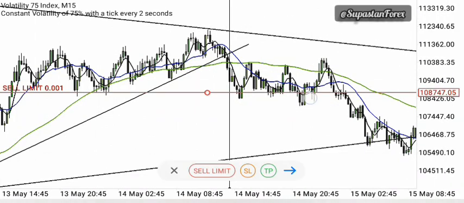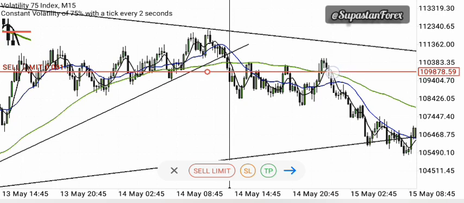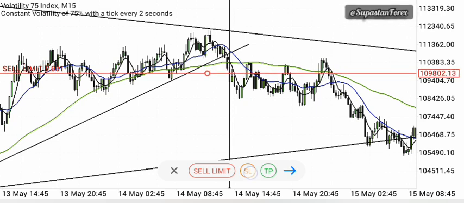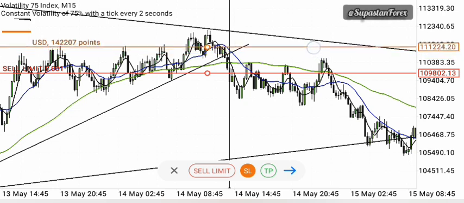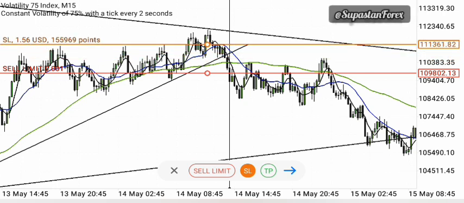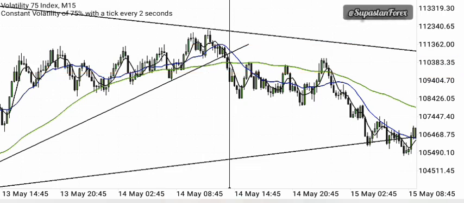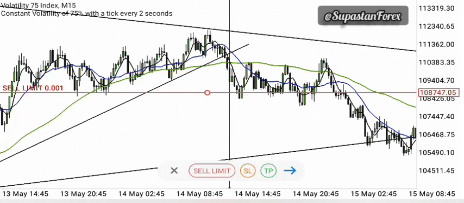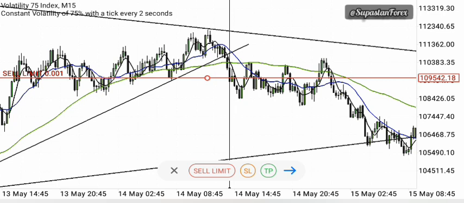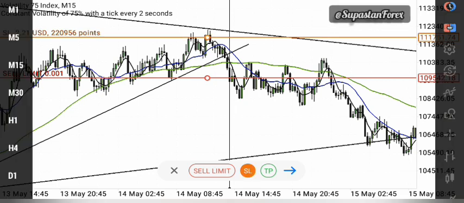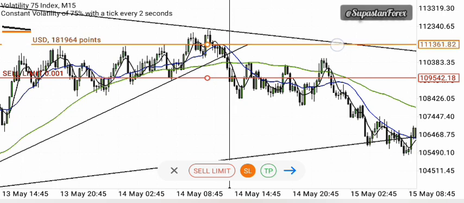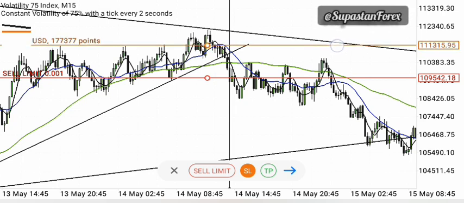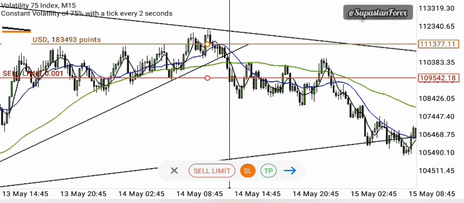entry over here to take a sell, okay, and our stop loss will be just above this candlestick that broke below the trend line. Okay, let's see. Sorry, this is our entry level, and our stop loss will be above this candlestick that closed above our trend line. Okay, so that's the first entry.